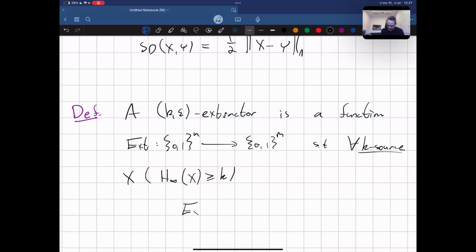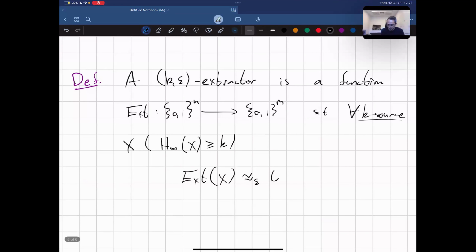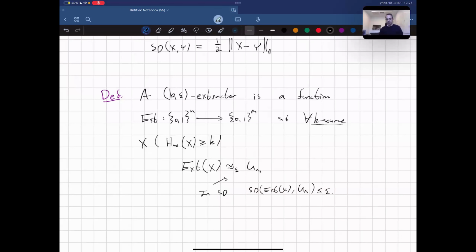What happens is that the output of the extractor is epsilon-close in statistical distance to uniform. Namely, the statistical distance between this random variable and uniform on m bits is at most epsilon. Right, so that's the definition of a (k, epsilon) extractor. Unfortunately, that doesn't really exist.